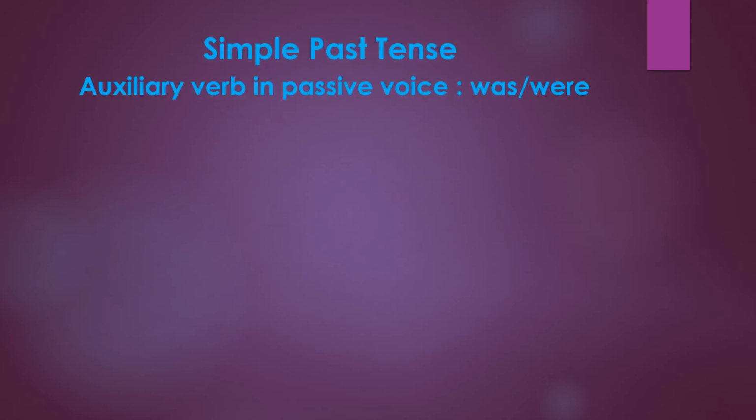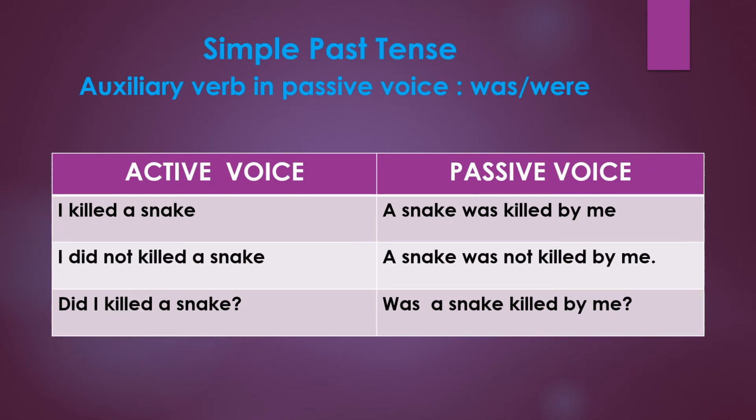Now let's move ahead with the past tense. For past tense, again, the structure for the passive voice is the same. Only the auxiliary verbs get changed, that is was and were. So let's check with the example.